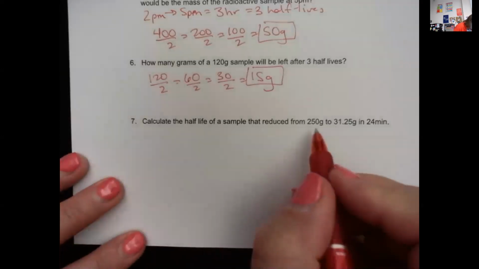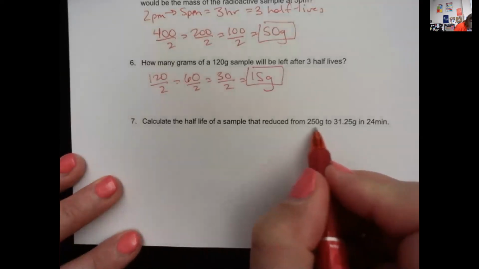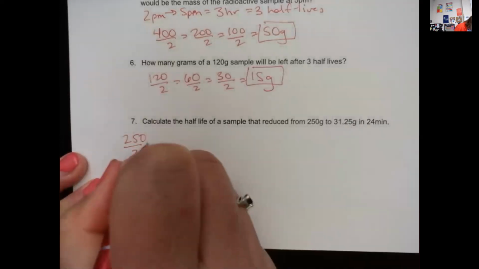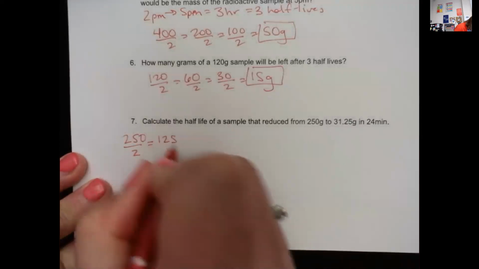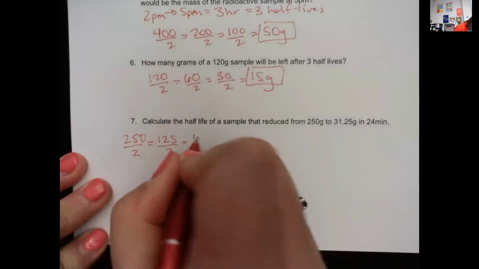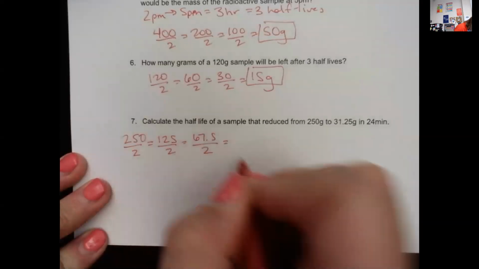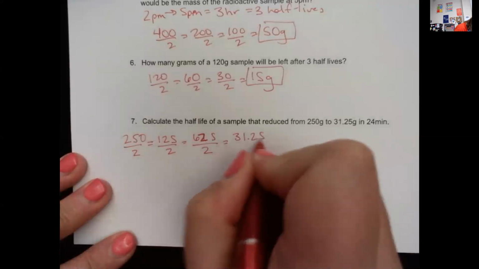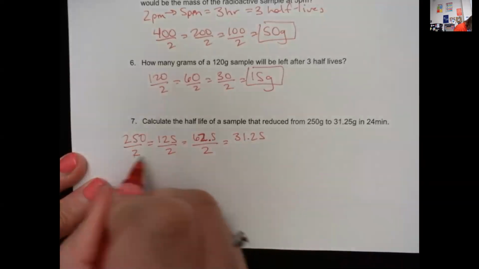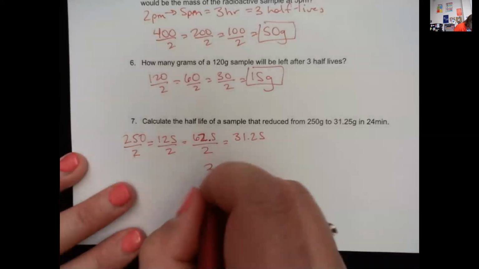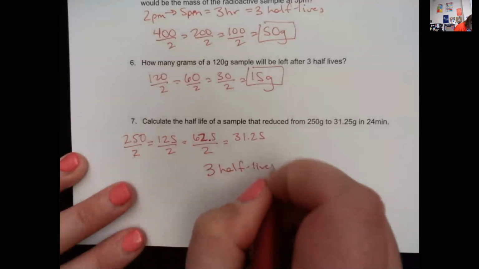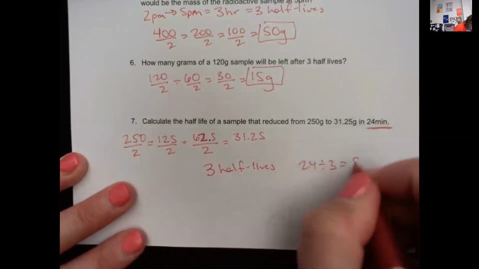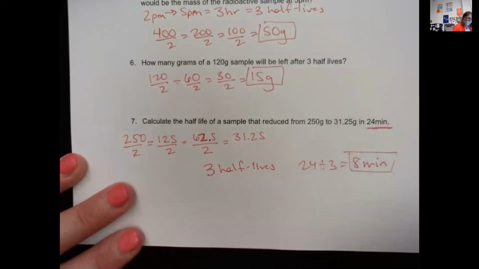All right. So the first thing I would do if they give me the starting grams and the ending grams is divide those by 2 until I get to the ending number to figure out how many half-lives there are. So I had to divide by 2 3 times. That means there's 3 half-lives. And the total time is 24 minutes. So 24 divided by 3 equals 8-minute half-lives.